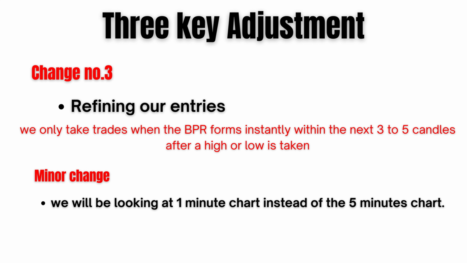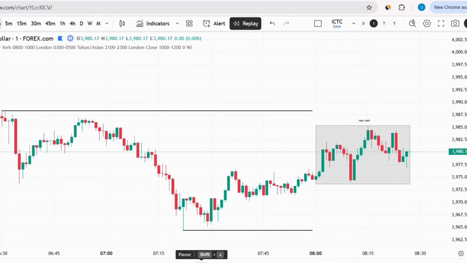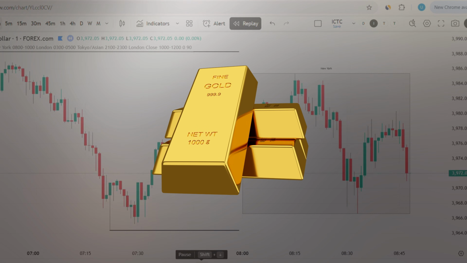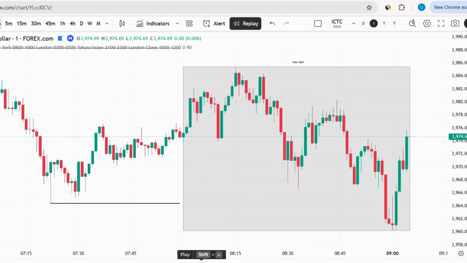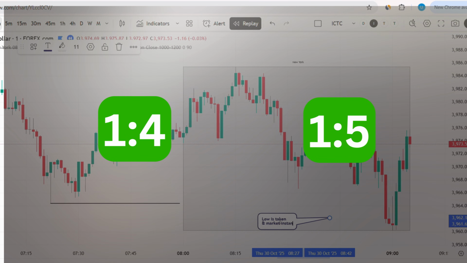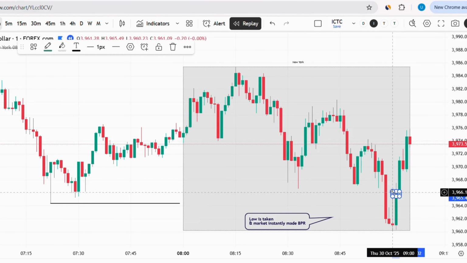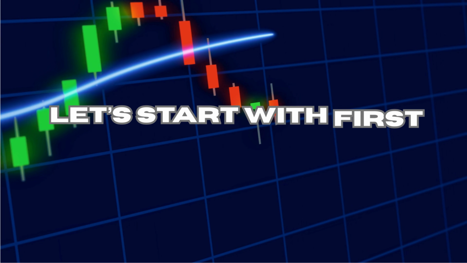These adjustments might seem subtle, but together they make the Venom model far sharper and more systematic, especially on gold, where these sessions and ranges really matter. After applying this approach, you won't be chasing 1-1 or 1-2 trades. Most setups will hit 1-4 or 1-5 risk to reward, and sometimes even higher. Let's break each of these changes down so you can see exactly how to apply them. Let's start with the first adjustment: focused sessions.